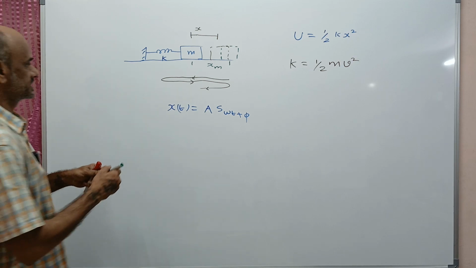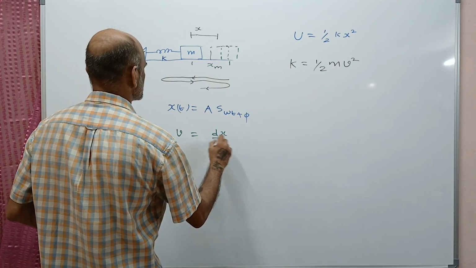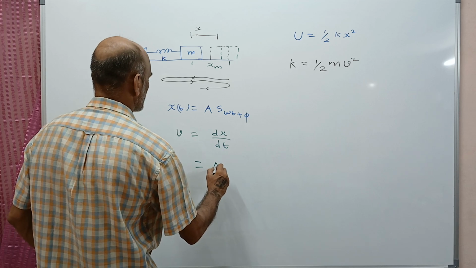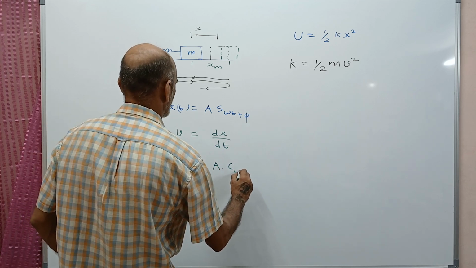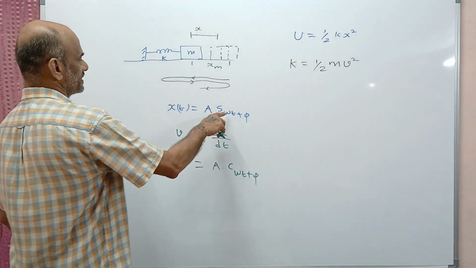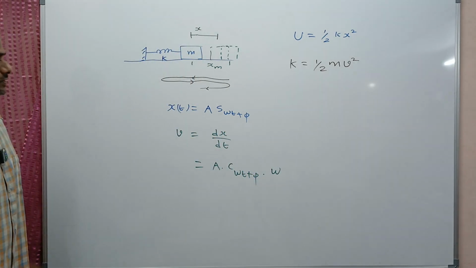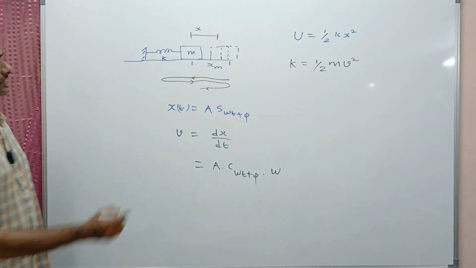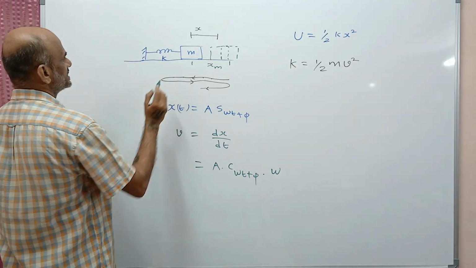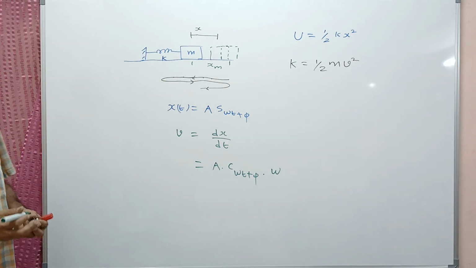So from this we get the velocity, which is dx by dt, as a cos omega t plus phi, differentiated with respect to time. So if I differentiate this omega t, I'll get omega. So velocity as a function of time is known. For each point in the motion, time is changing and also x is changing. So can we eliminate this time in terms of x?